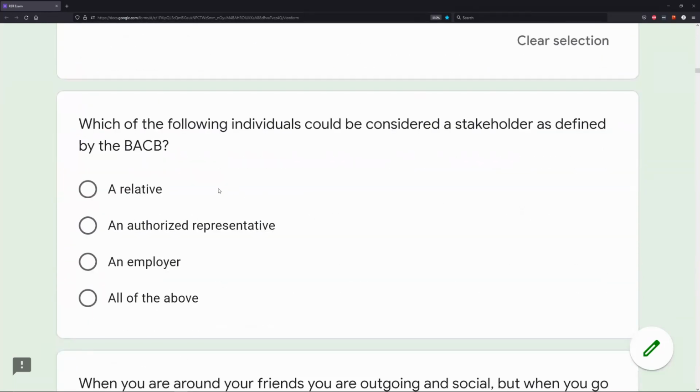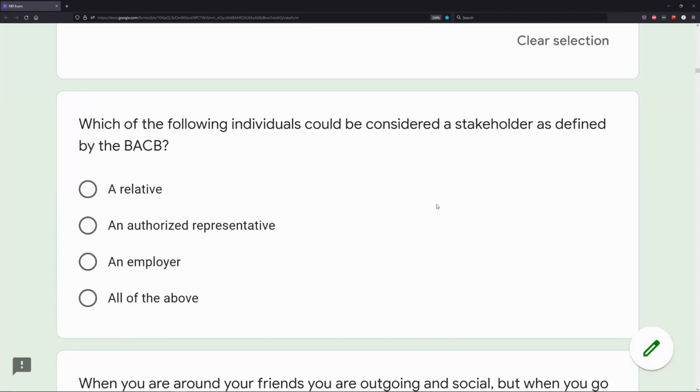And then finally, which of the following individuals could be considered a stakeholder as defined by the BACB? This word stakeholder throws people off, especially new RBTs. It sounds very professional, very serious, right? Stakeholder is just a fancy way of saying somebody responsible for or affected by the treatment, okay? The client is the person directly receiving the treatment of the services. The stakeholders are those people around them, right? The people in their lives that matter.